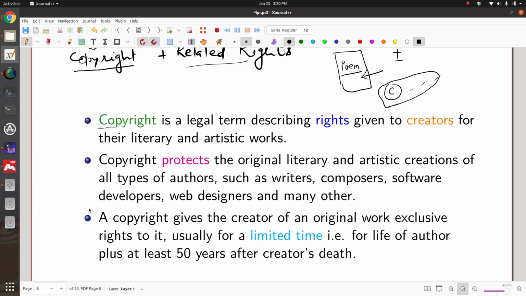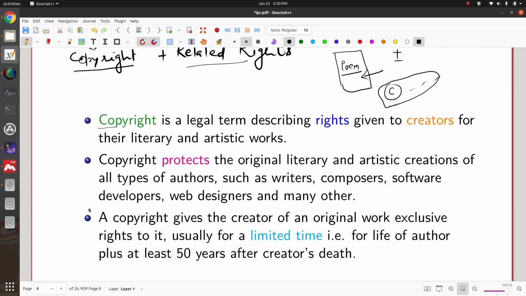Now the copyright is not given for infinite time, that I told you. Whatever copyrights are given to an author don't last for an infinite amount of time. They are given for a limited period. So usually that limited period in many countries, as per the convention of the Berne Convention, is that the copyright is given to an author for his life and at least 50 years after death.